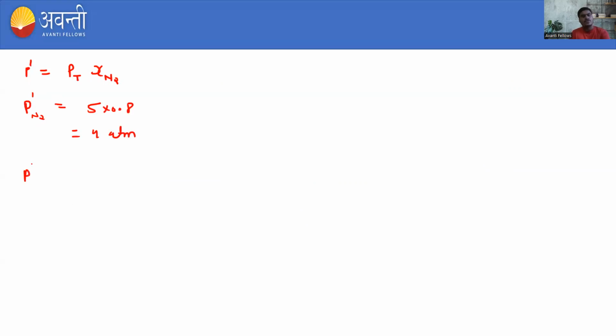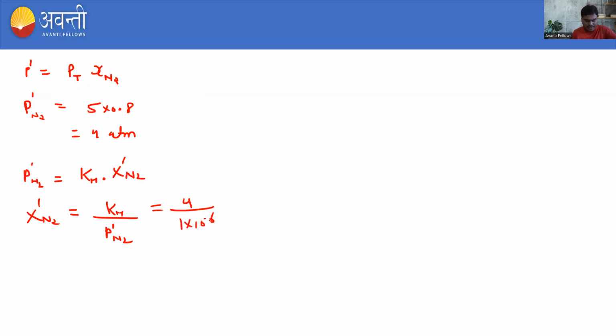Now from Henry's law, we know that P N2 is nothing but Kh into mole fraction of N2. So what is the mole fraction of N2 from this? It is equal to P dash N2 upon Kh. Now it is given 4 upon 1 into 10 to the power 6. So this comes out to be 4 into 10 to the power minus 5. So this is the value of this.